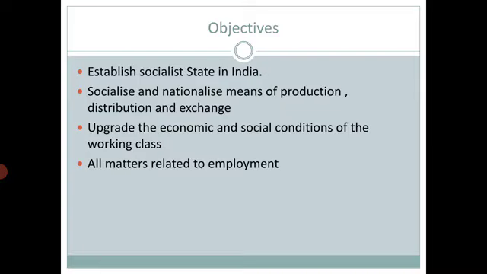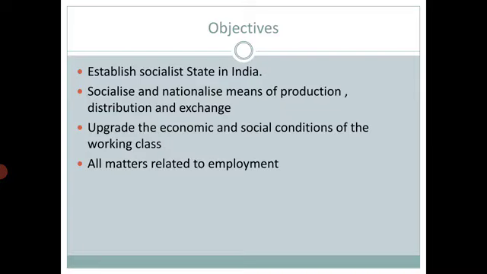So whenever we consider production, distribution and exchange, what is inevitable? Yes, the human factor. Now whenever we consider this human factor, they do also have some needs, right? So the second objective of the All India Trade Union Congress is to socialize and nationalize the means of production, distribution and exchange.